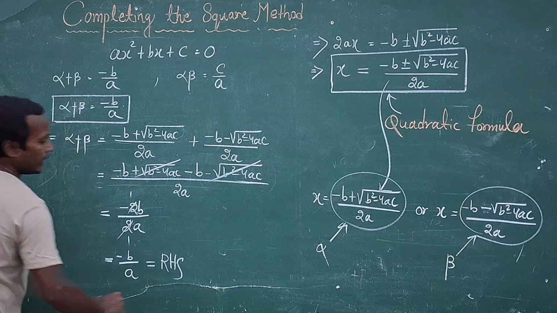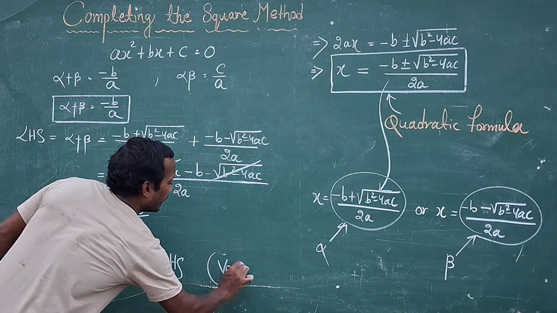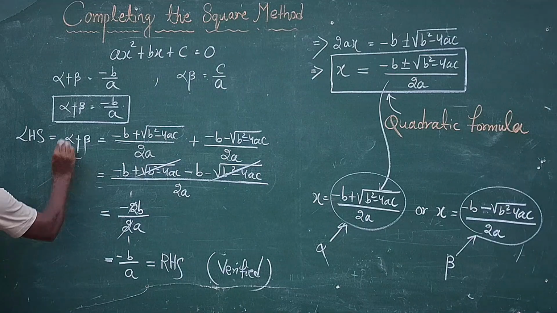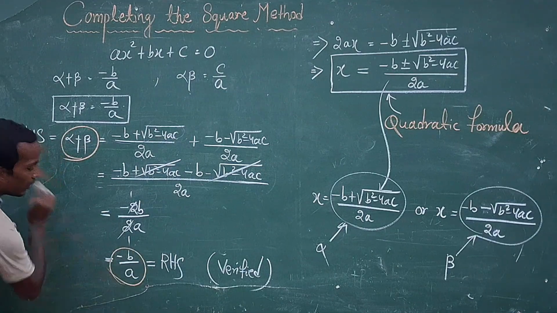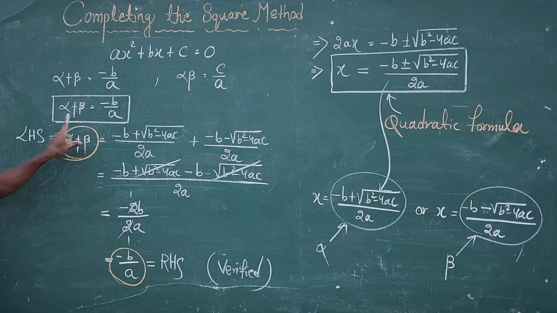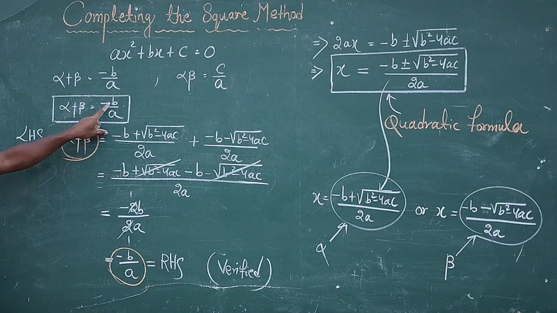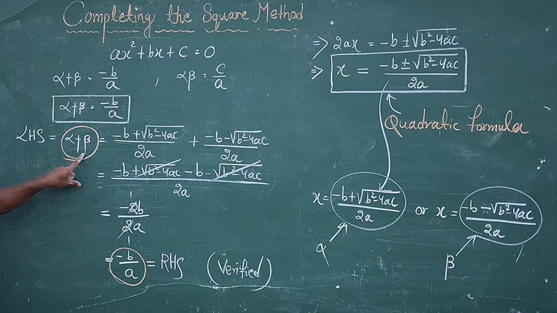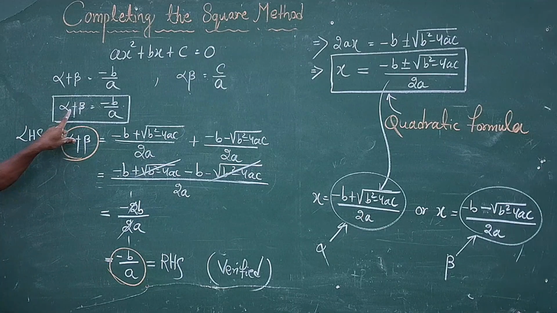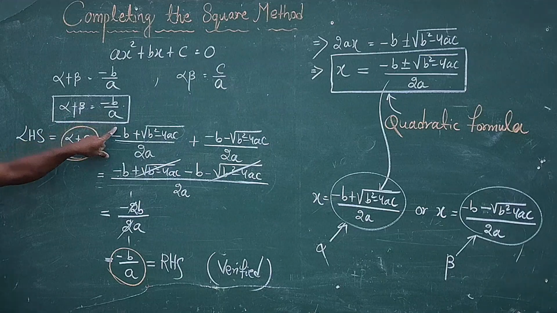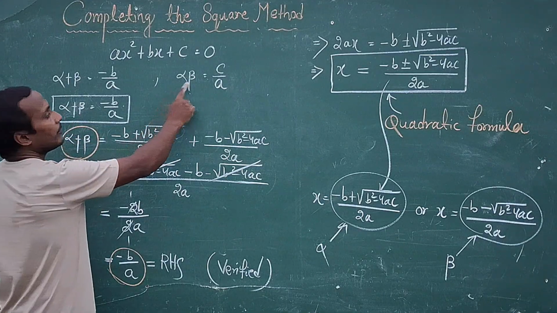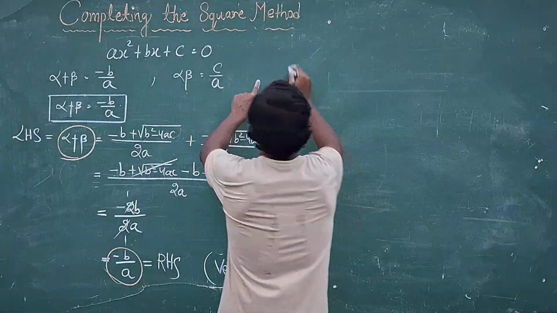So first rule is verified. We verified that alpha plus beta is equal to minus b by a. We started with LHS, we reached RHS. LHS was alpha plus beta, and we reached minus b by a. We verified it. So the first relation between the roots and the coefficients is verified. We shall verify the second relation also, which tells that alpha into beta is equal to c by a.